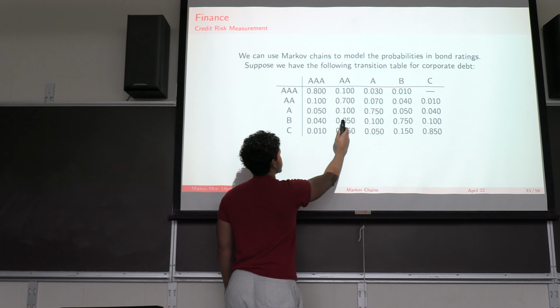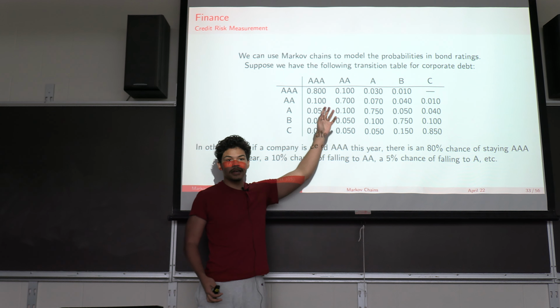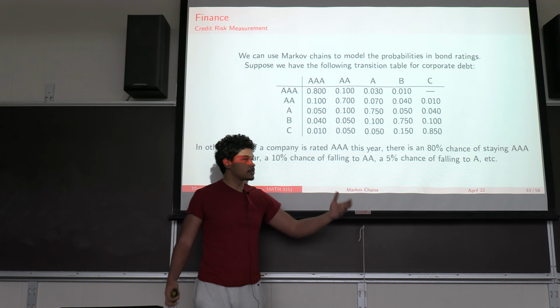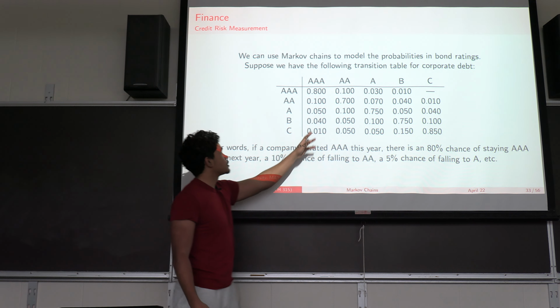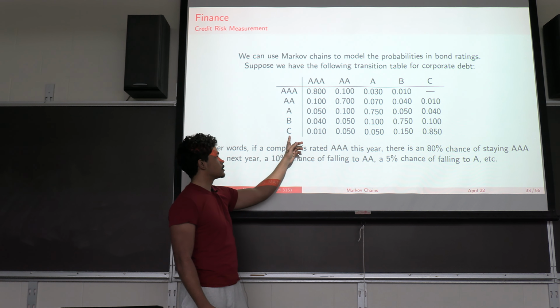So in other words, what this is saying, for example, is that if I start at AAA, or if my company's AAA, there's an 80% chance of remaining in AAA for the next year. Or for example, let's say a 10% chance of going to AA, or a 1% chance of going to C.